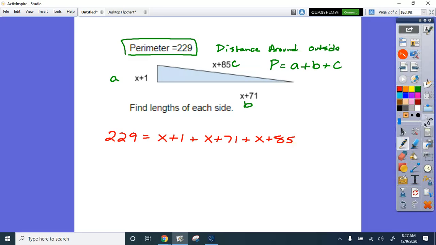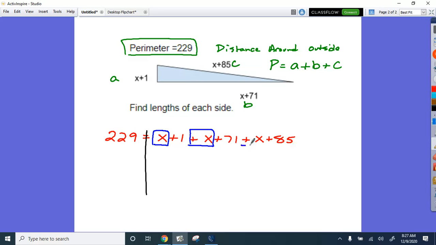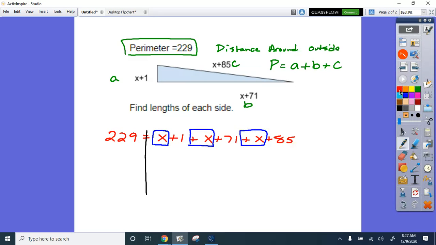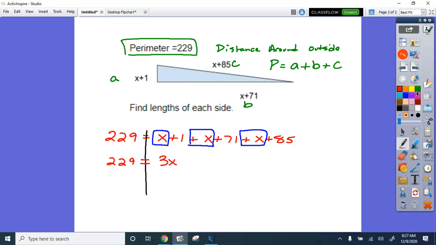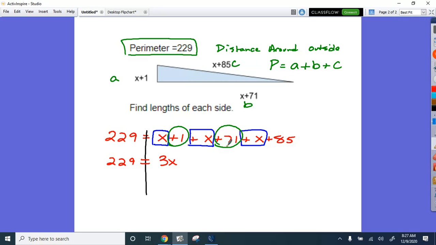And just like the ones that we did prior where there were rectangles, now we're just going to combine our like terms. This is, again, a glorified combining like terms question. So I'm going to combine x, x, and x. That gives us 3x is equal to 229. And then you also have some integers to combine up here. So you have 1 plus 71, which is 72, plus 85.